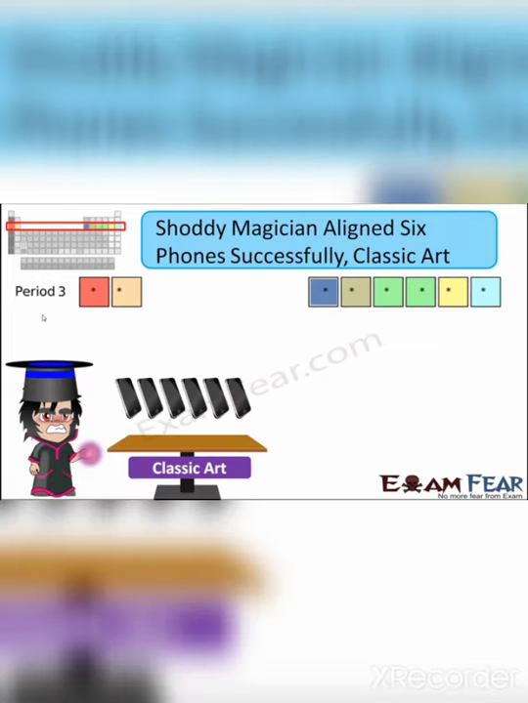Let's move on to period 3. What do you think is our memory tip looking at the picture that we have on the screen? We have a dirty magician who is doing some sort of magic with mobile phones, and in fact we see that 6 mobile phones are hanging in the air, and that's his classic art. So the memory tip here is: Saudi magician aligned 6 phones successfully, classic art.